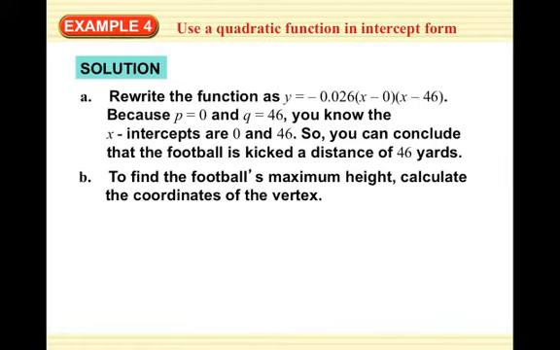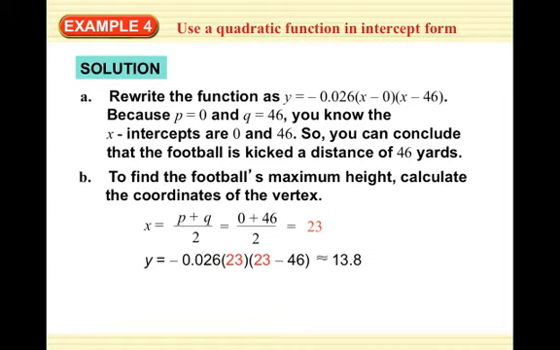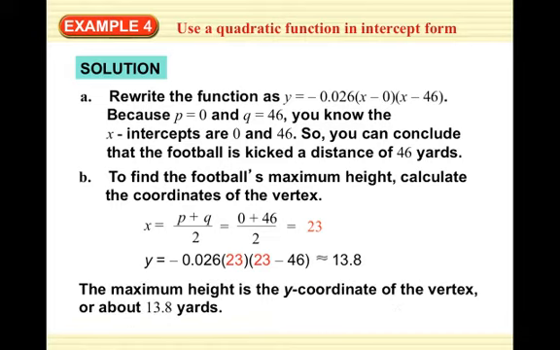Okay, to find the football's maximum height, calculate the coordinates of the vertex, because the maximum value is going to be the y value of the vertex. But to find the y value, you have to have the x value. So you take the average of your p and q, so (p plus q) over 2 gives us 46 over 2, which is 23. And now you take the 23 and plug it in, and you get y equals negative 0.02 times 23 times (23 minus 46), which is negative 23. And you multiply those together, and you get approximately 13.8. So the maximum height is the y-coordinate of the vertex, or about 13.8 yards.